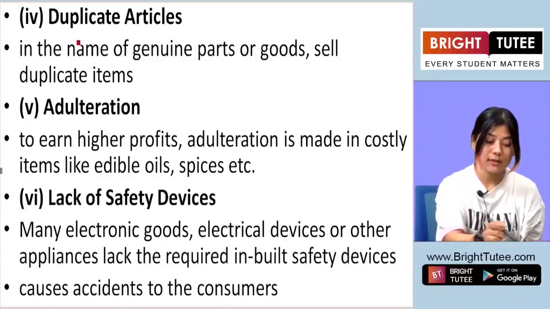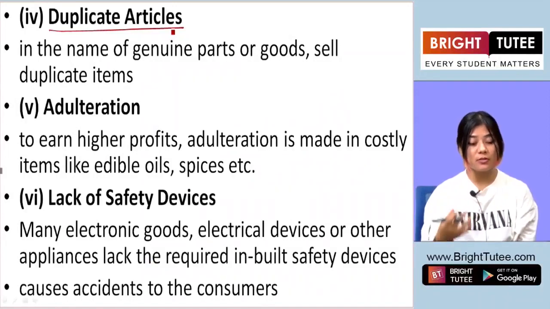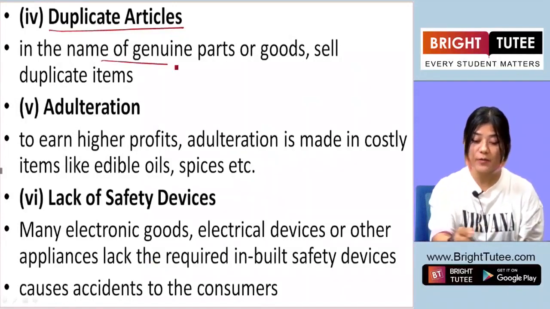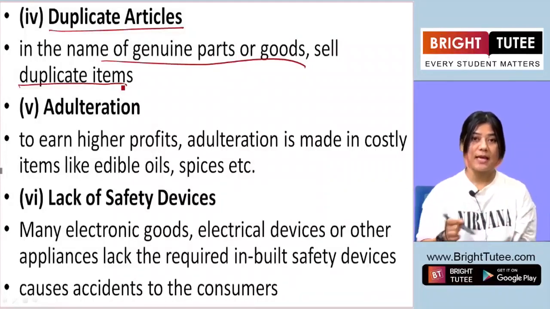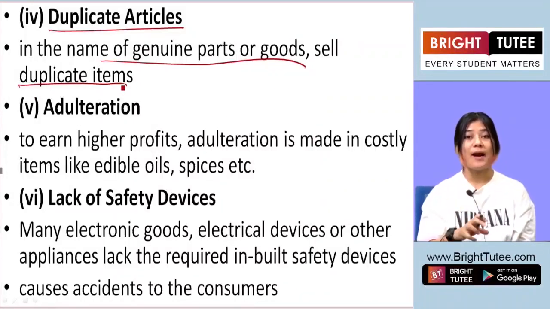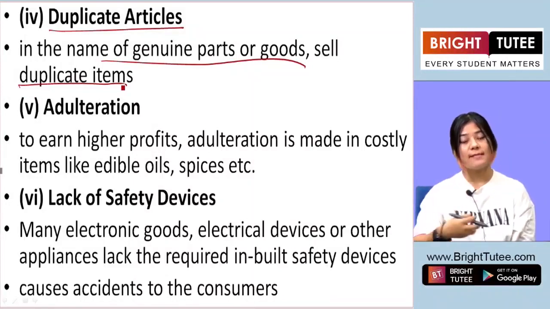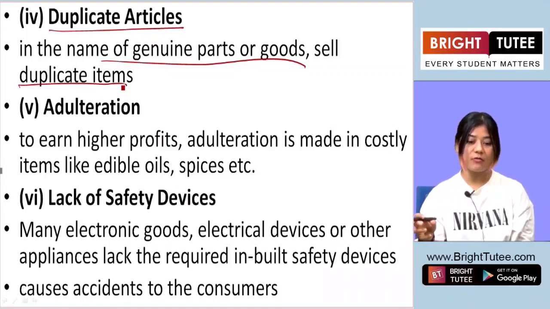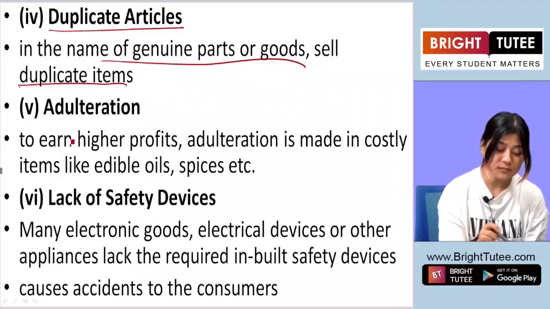The fourth one, duplicate articles. Now, sometimes goods are sold in the name of genuine parts or goods, but in fact they are duplicates. They are not original parts, or they are not original products. Okay, but you will be sold that product, claiming that it is genuine. Okay, but it's not genuine. You will be cheated, or you are cheated. So that's also another form of exploitation.